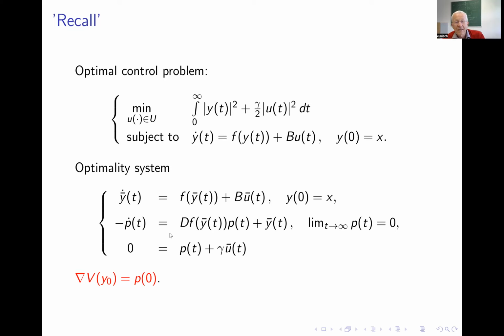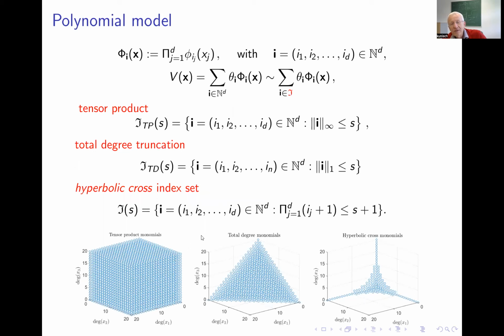So once in my data generation, where I need to solve the open loop problem, I immediately get information on the gradient for free, because solving this, I have P, I have the gradient. So these data are available, and they are very useful in the tests we have run. In fact, before going to the tests, however, I should say one more thing.